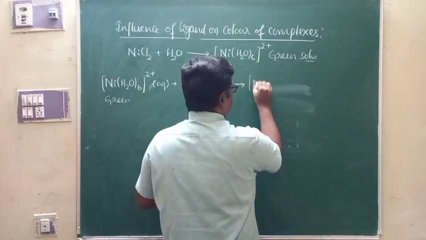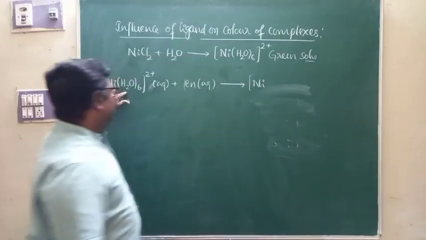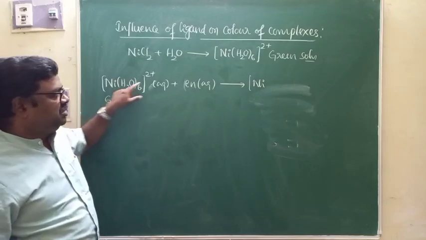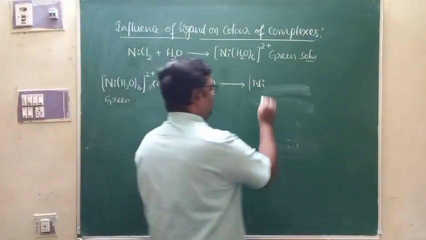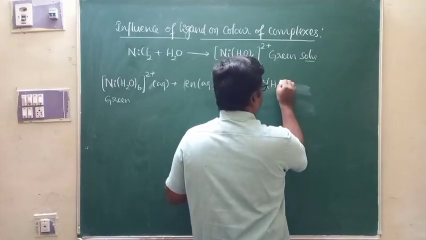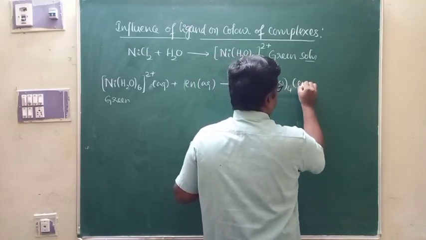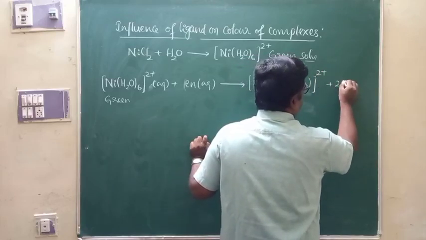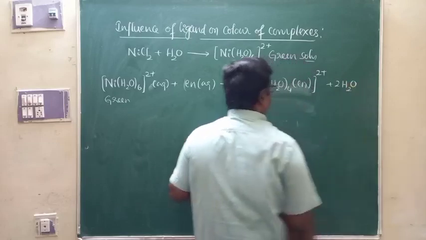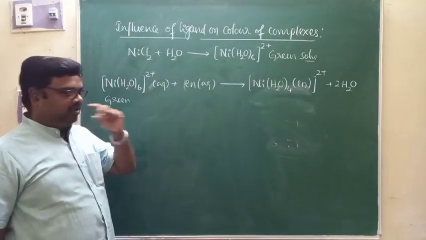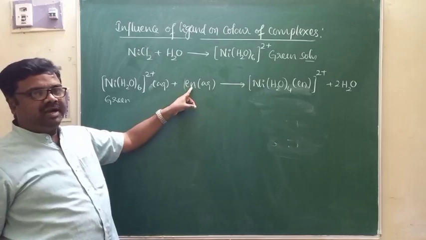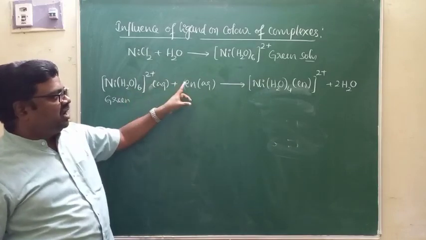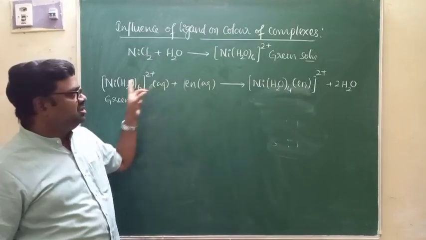Look at this. In this particular complex, there are 6 water molecules. Out of 6 water molecules, 2 water molecules are replaced by 1 ethane 1,2-diamine. Then you are going to get a complex [Ni(H2O)4(en)]2+. This 1 mole of ethane 1,2-diamine replaces 2 moles of water, because ethane 1,2-diamine is a bidentate ligand and water is a monodentate ligand.